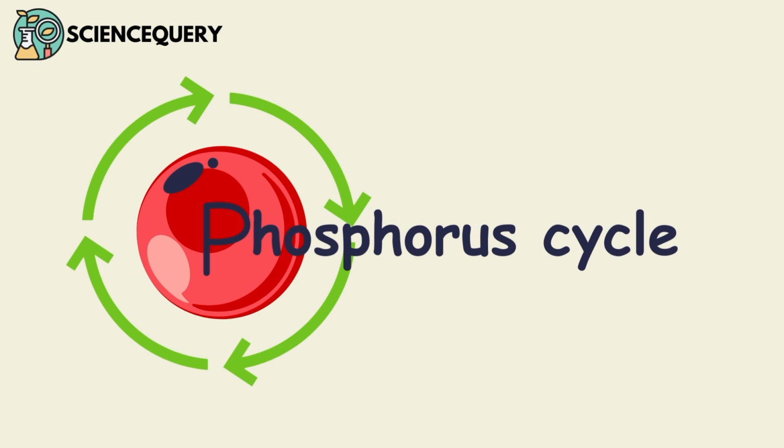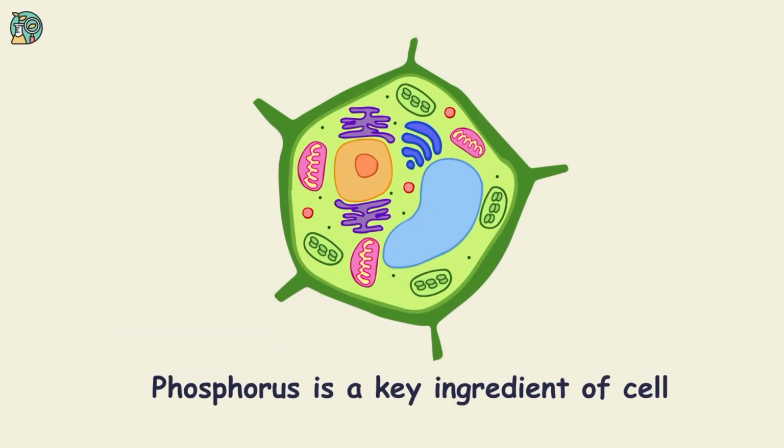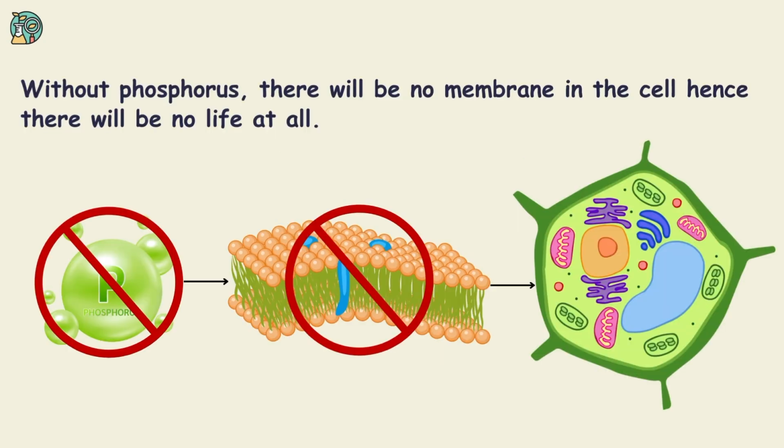In this video I am going to talk about the phosphorus cycle. Phosphorus is an important element to sustain life on Earth. The cell membrane of the cell, the DNA, the RNA, all are composed of phosphorus. Therefore, phosphorus is a key ingredient of a cell. Without phosphorus, there will be no membrane in the cell, hence there will be no life at all.